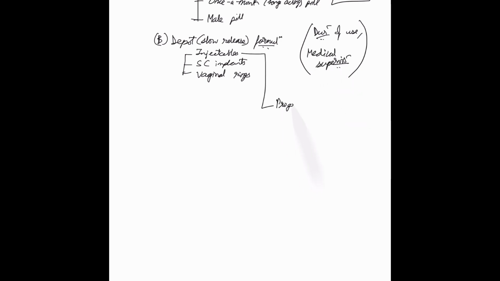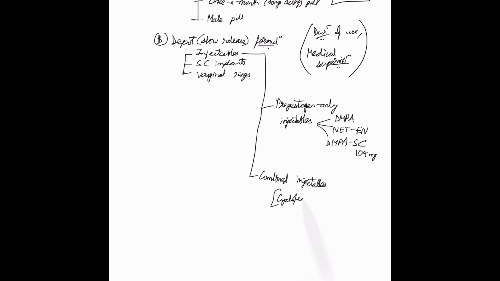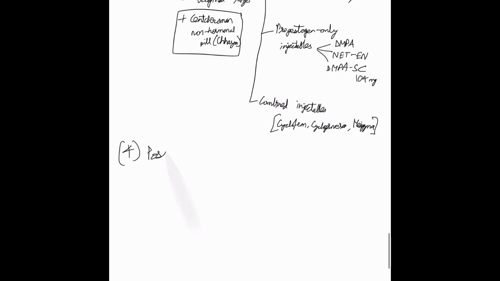Now, moving on to depot or slow release formulations, we have injectables, subcutaneous implants, and vaginal rings. Injectables can be either progestogen only, which include depot medroxyprogesterone acetate, norethisterone enanthate, NET-EN, and DMPA subcutaneous 104 mg. And you also have combined injectables. A few names are Cyclofem, Cyclo-Provera, and Mesigyna.